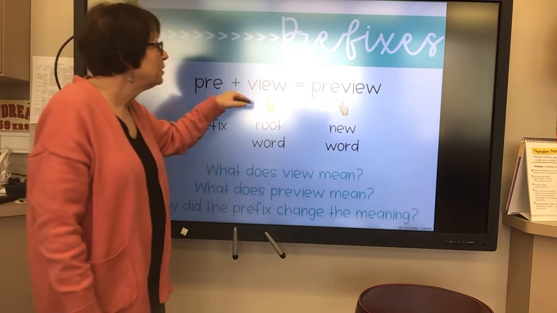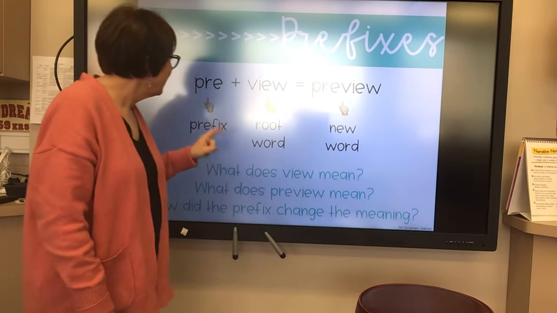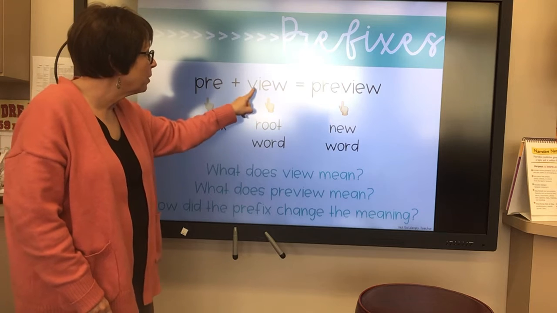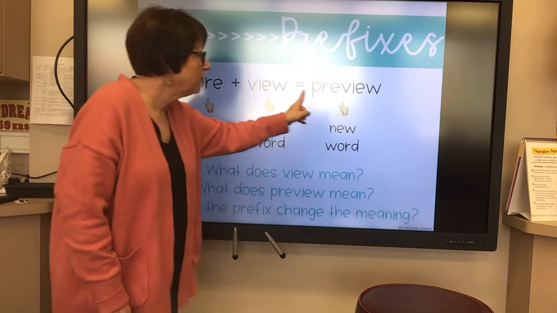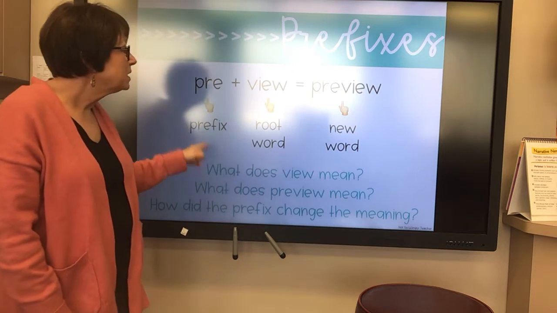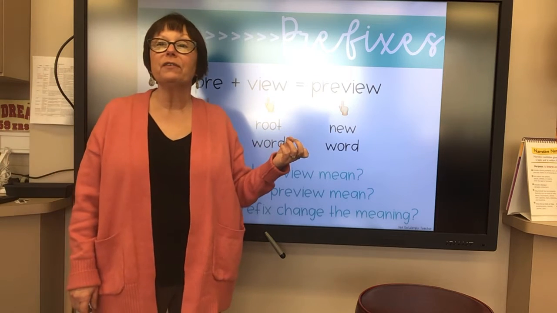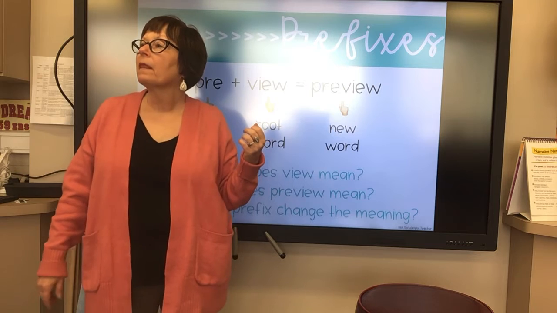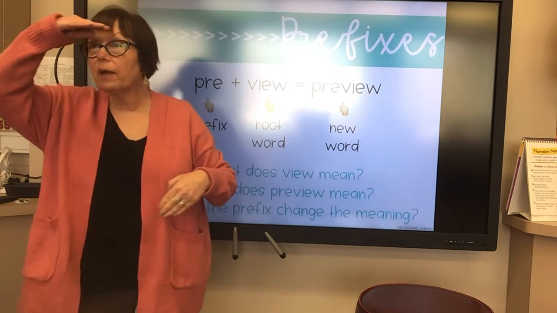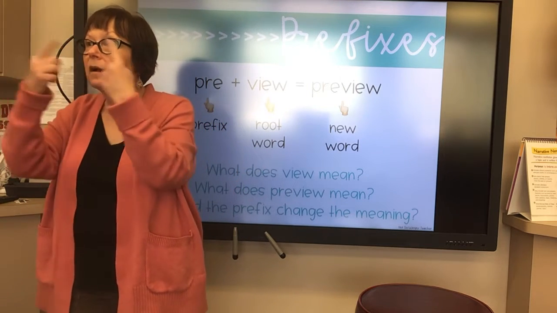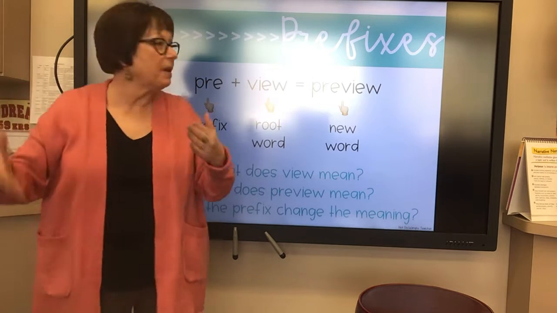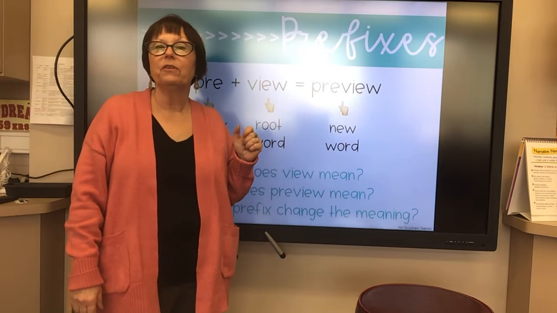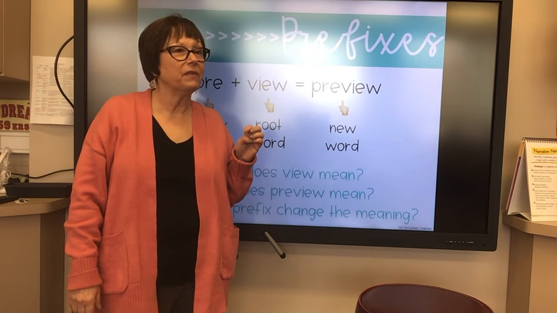Pre plus view equals preview. Now, here's our prefix pre, here's our root or base word, which is view, and then we have our new word. What does view mean? If we're viewing something, what does that mean? Ellie, view. We're checking it. View, we're gonna do what? Look. We're gonna look or see something. So what does preview mean? What do you think that means, Nina?